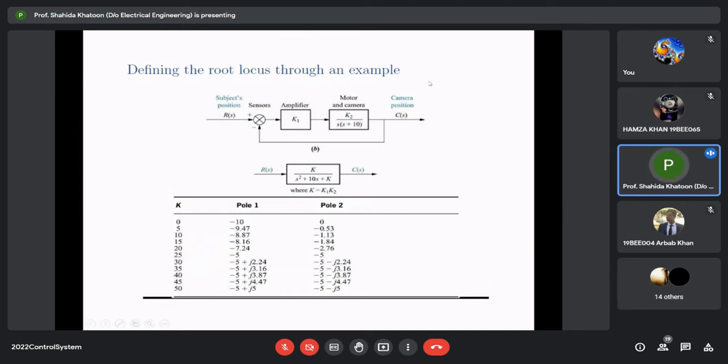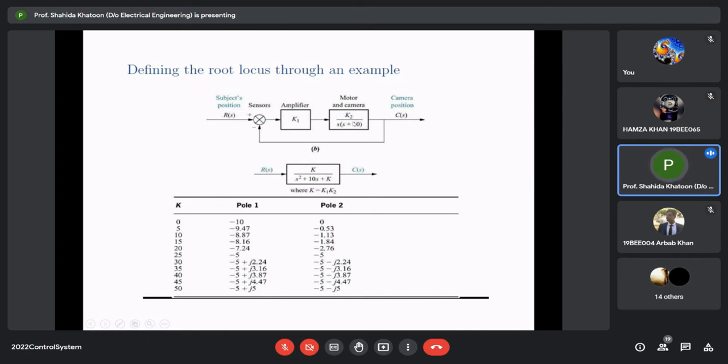Suppose we are having this block diagram, which is very common. This is the transfer function of the amplifier. This is the transfer function of the motor and camera. And this is the open loop transfer function of the system. This is the subject's position R(s) given to the error detector, and the error is fed to the open loop system. The camera position is denoted by C(s), which is fed back to the subject's position.